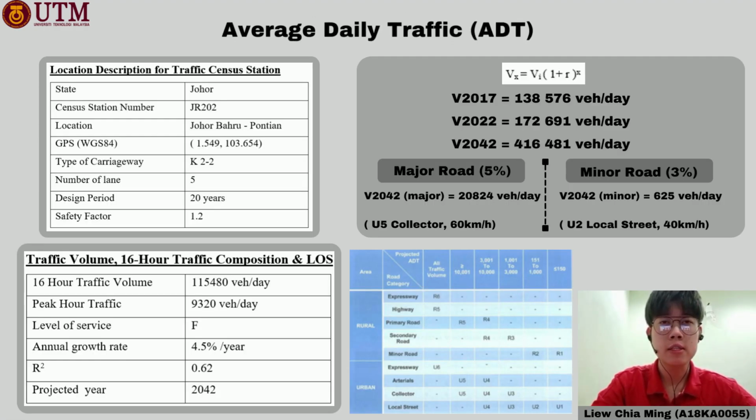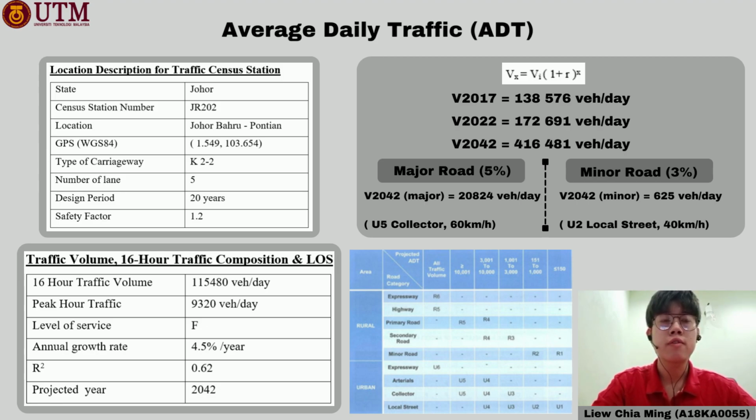For the ADT, the data and the information obtained from the census station JR202 are shown in the slide. By using the above formulation, we obtain the ADT for the years 2017, 2022, the current year, and also 2042, as the design period is assumed to be 20 years.